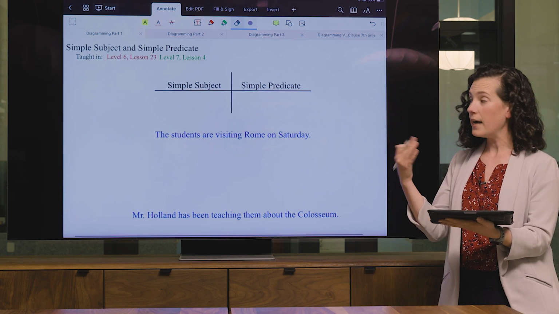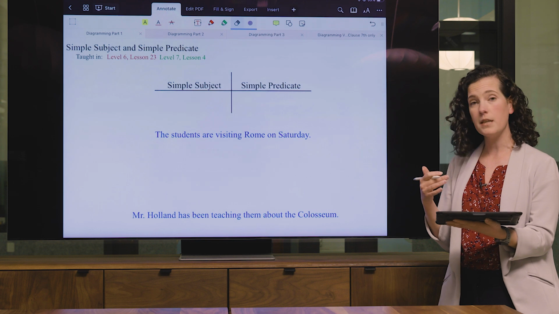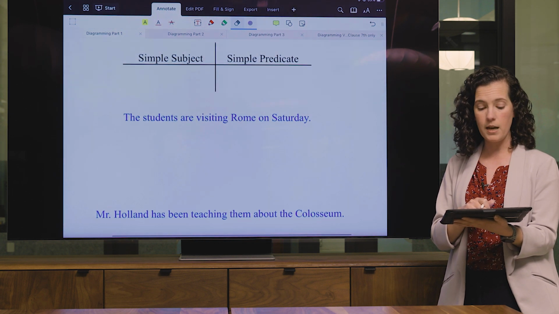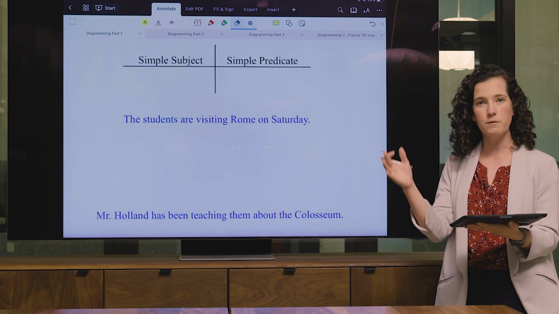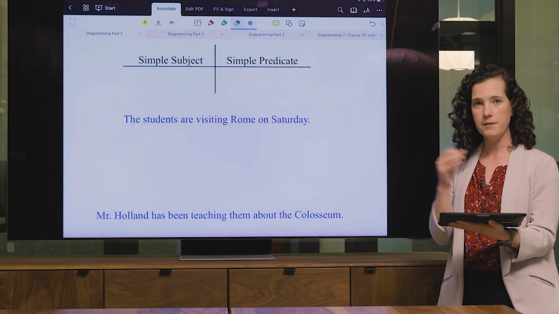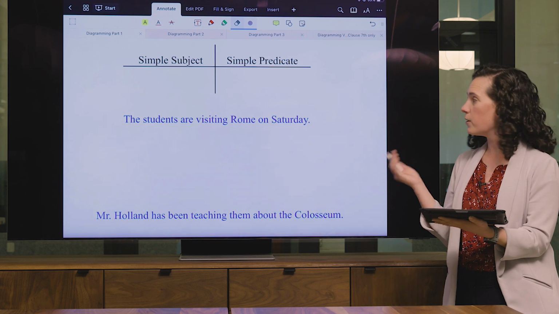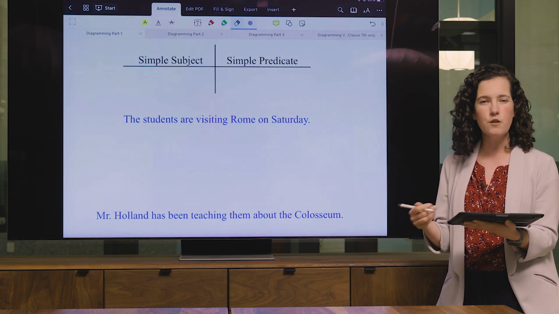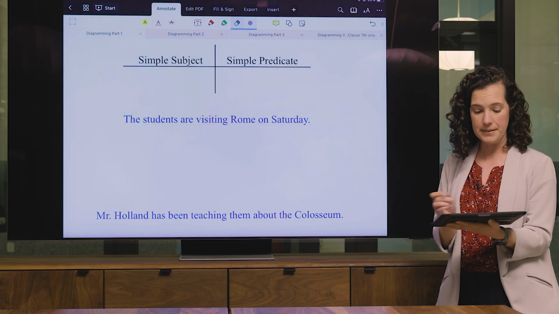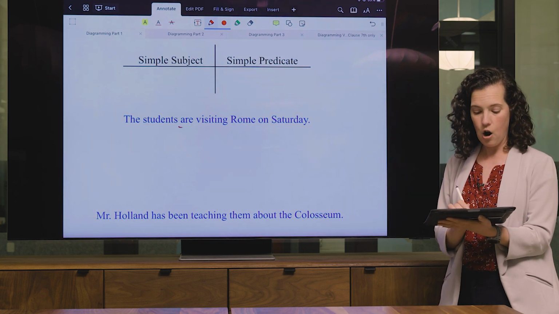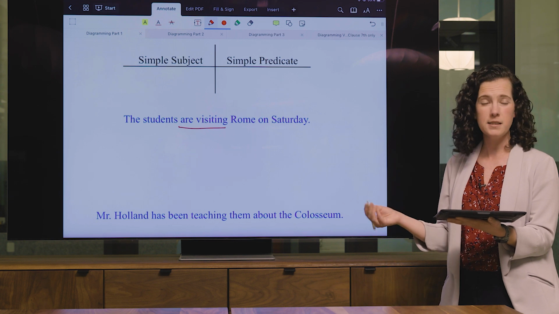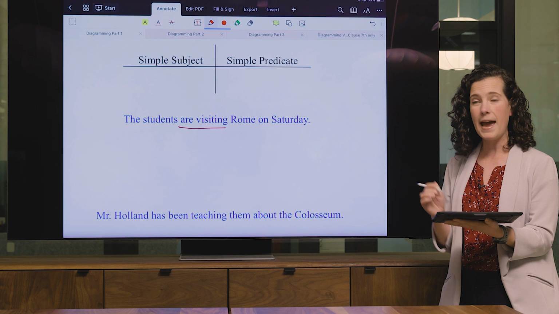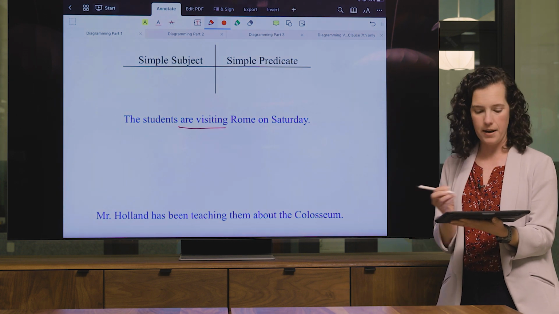So to identify and diagram these parts of the sentence, you must first find the simple subject and simple predicate. And your diagram is going to always begin like this sort of T shape with the subject on the left and the predicate on the right. If we look at this first sentence, the students are visiting Rome on Saturday. It's usually easiest to find the verb first, what's happening in the sentence. In this sentence, are visiting is our verb phrase. The simple predicate can include helping verbs like are in front of it, but it won't include any words after it, like Rome or on Saturday.